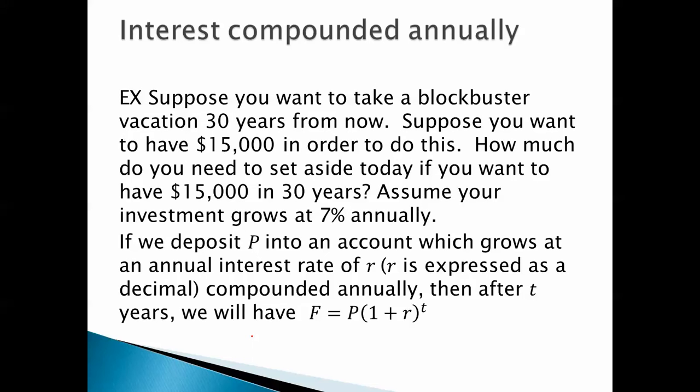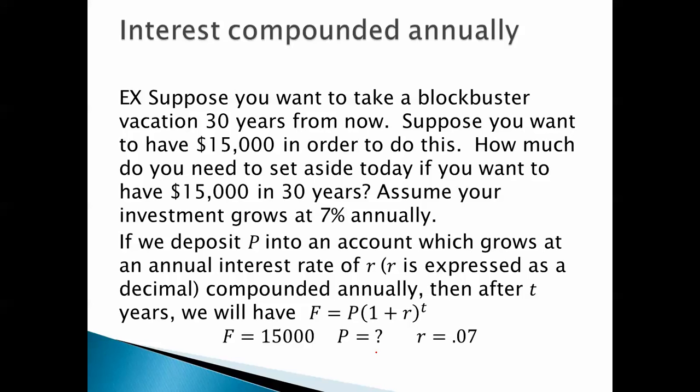Okay, so again, we're going to use the same formula that we had before, F equals P times (1 plus R) to the T. In this case, we have the reverse. In the previous problem, we did not know what F was, but we did know what P was. Here, we know what F, the future amount, is. That's $15,000. What we don't know is P. We don't know the present amount that we should set aside. So P, that's just a big question mark.